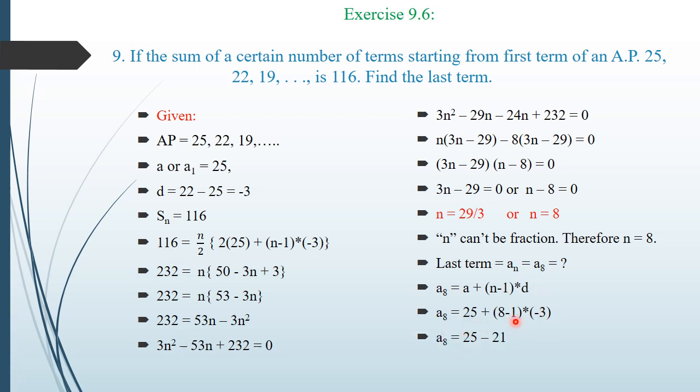Therefore a8 is equal to 25, 8 minus 1 is 7, 7 into minus 3 is minus 21. Therefore the 8th term a8 I will get as 25 minus 21, that is going to give me the answer 4. Therefore the 8th term of this AP is going to be equal to 4.